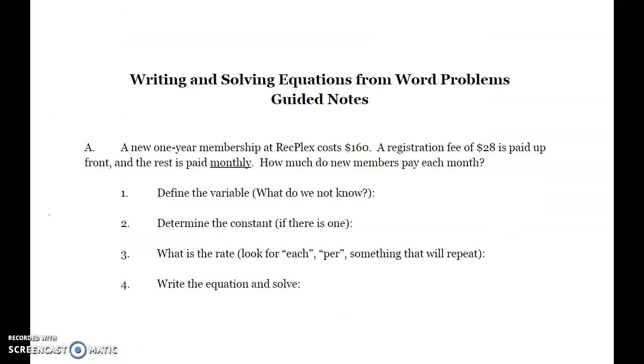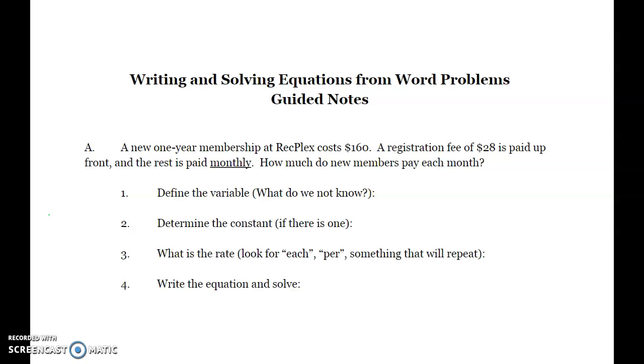on the second page. So for this first page, my first question says, a new one-year membership at RecPlex costs $160. A registration fee of $28 is paid up front, and the rest is paid monthly. How much do members pay each month?